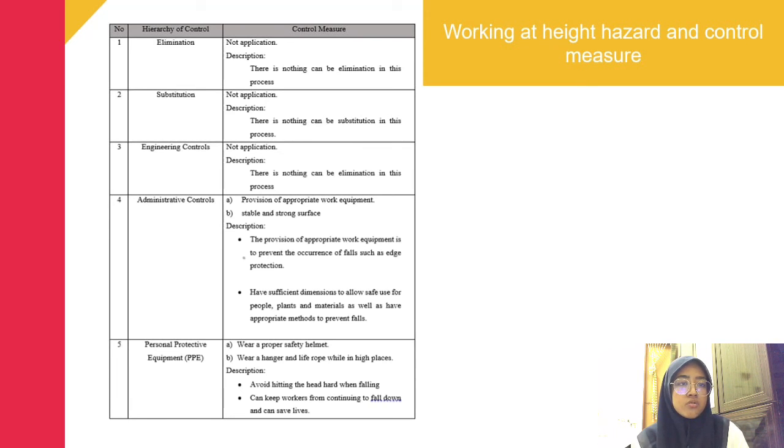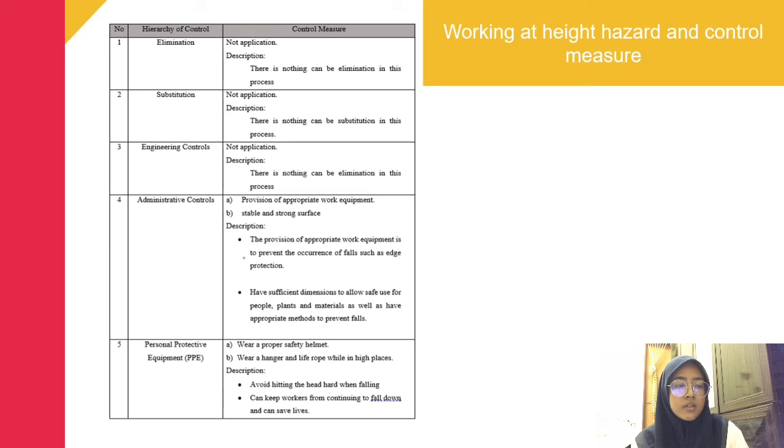So to control the working at height hazard, we need provision of appropriate work equipment and stable and strong surface. The description for provision of appropriate work equipment is to prevent the occurrence of faults such as heat protection, and the description of stable and strong surface is to have sufficient dimensions to allow safe use for people, plant and material, as well as have appropriate methods to prevent fault.